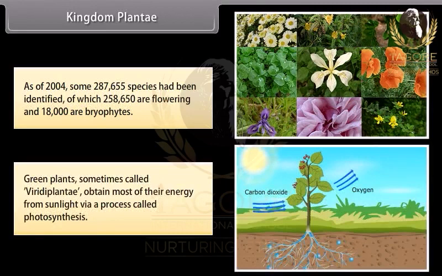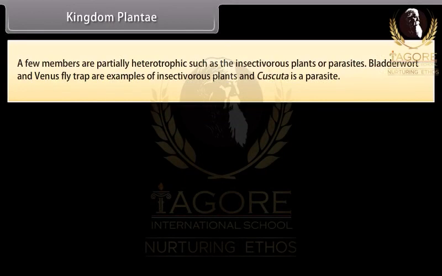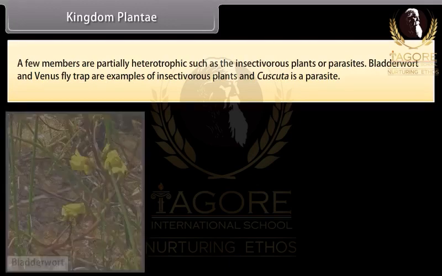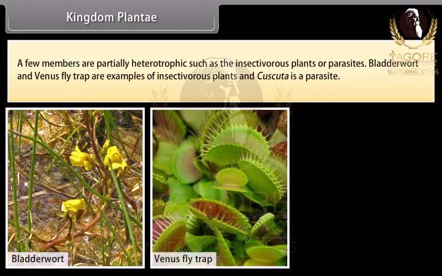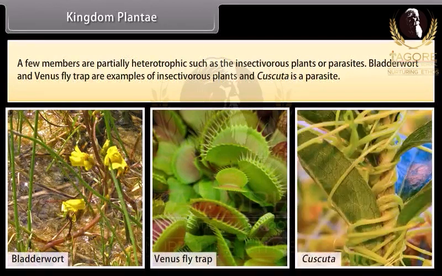Green plants, sometimes called viridiplantae, obtain most of their energy from sunlight via a process called photosynthesis. A few members are partially heterotrophic, such as the insectivorous plants and parasites. Bladderwort and Venus flytrap are examples of insectivorous plants, and cuscuta is a parasite.